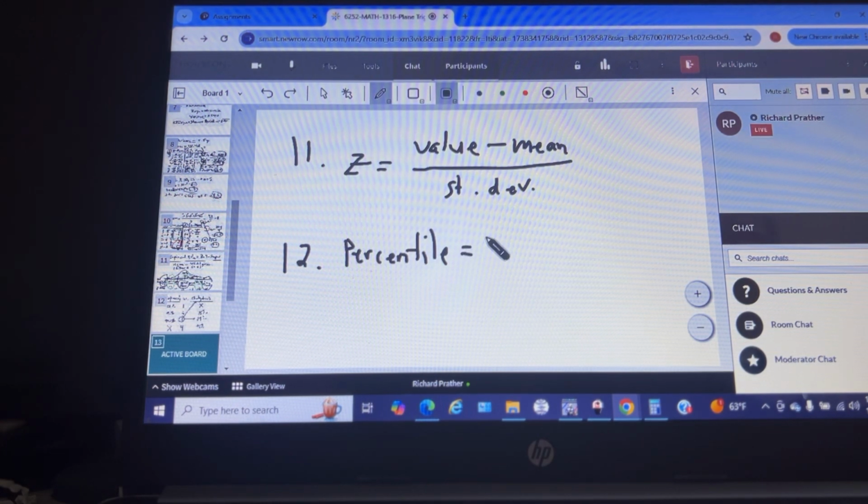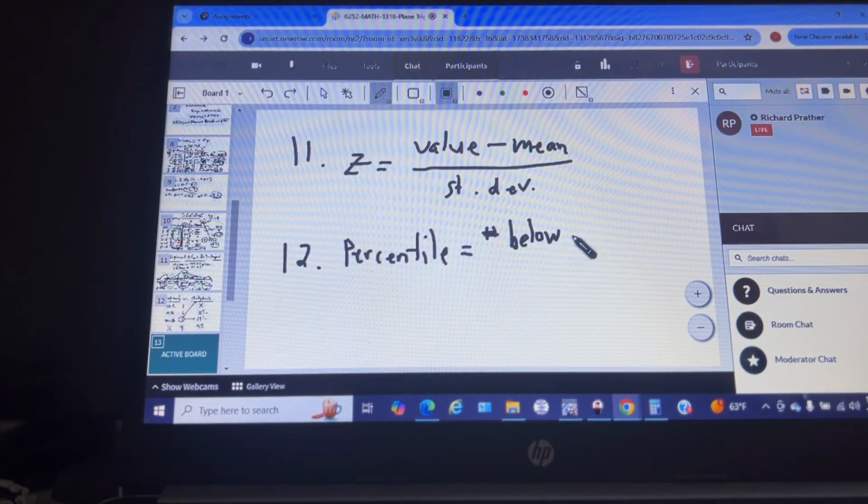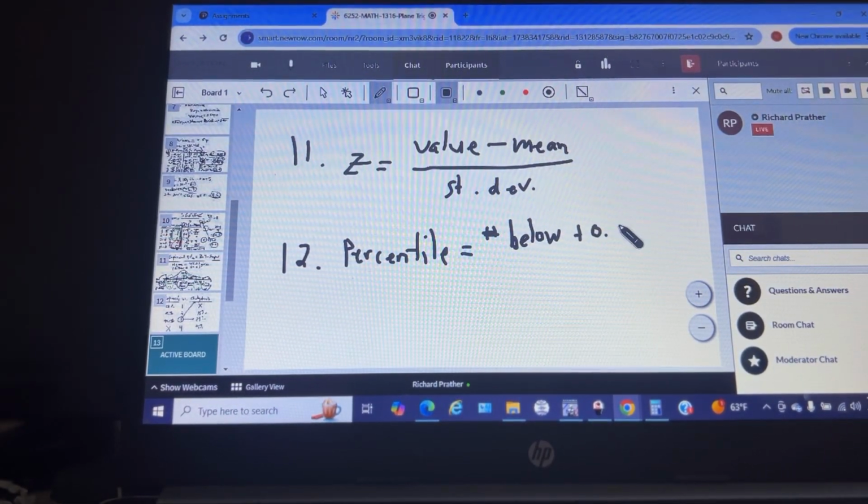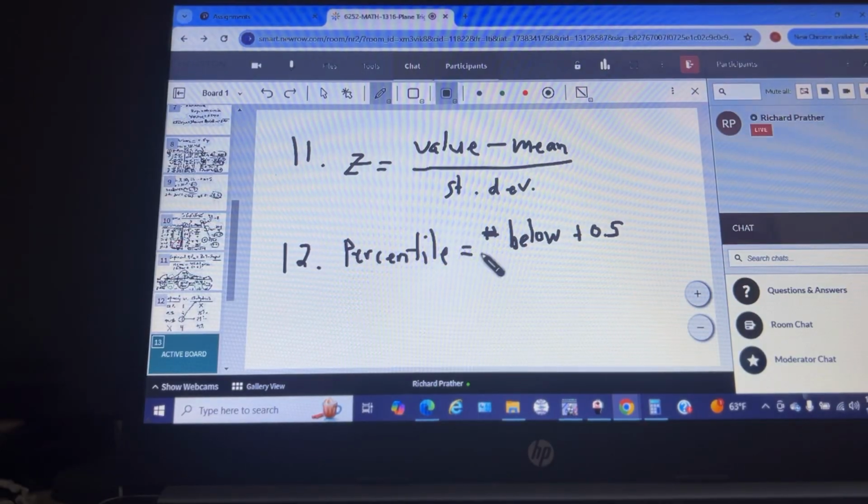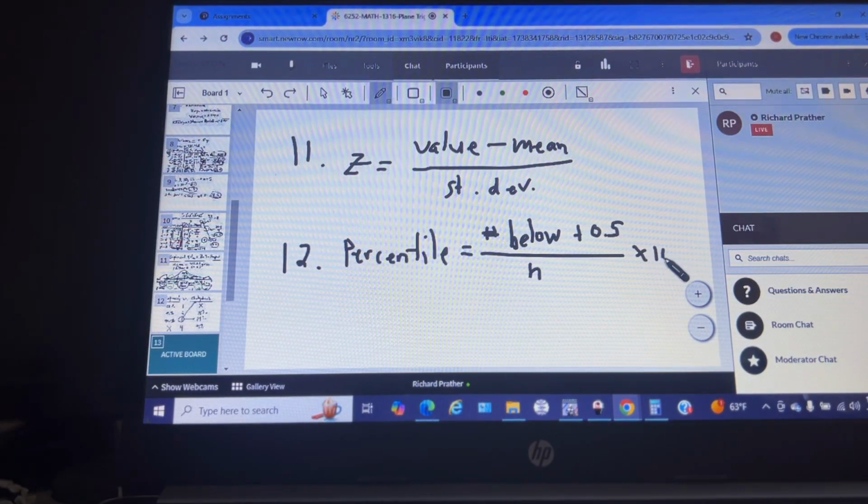So you take how many scores are below you, how many people or objects did worse than you. I don't know if they're doing it here, but often they'll add a half to include ties. Then you divide by the sample size n and multiply by 100 to turn it into a percentage.